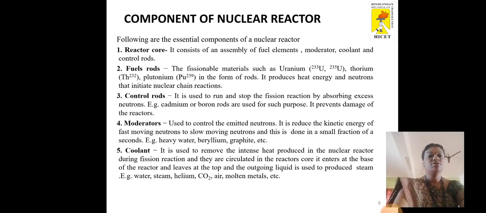Fourth one is moderators. Moderators are used to reduce the kinetic energy of fast moving neutrons, to slow down the speed of the neutrons. Hence the reaction is getting reduced. Example, heavy water, beryllium, graphite can be used as moderators. Fifth one is coolant. Coolant is used to remove the intense heat which is produced inside the reactor because of the nuclear fission reaction taking place inside the reactor core, which is used to produce steam to generate electricity. Example, water, steam, helium, carbon dioxide, air, molten metals, etc.